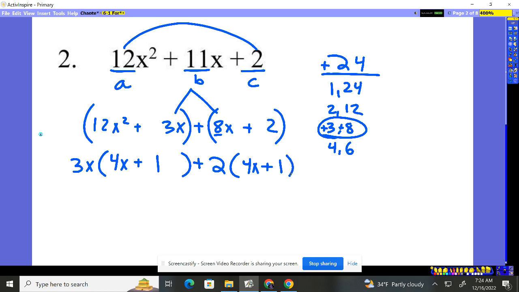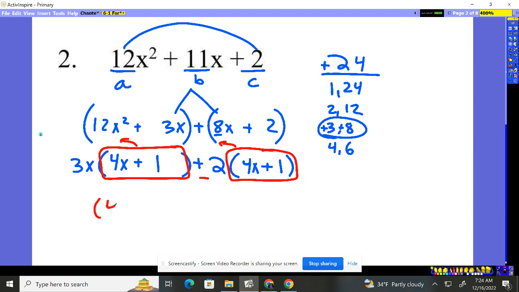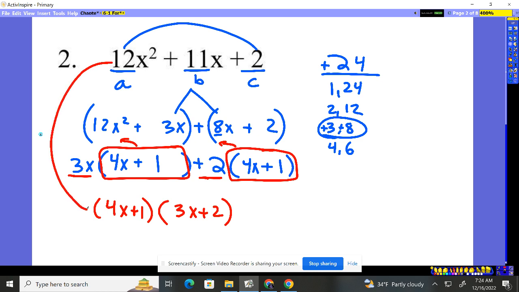A 1. And now notice what we have done: I have a 4x plus 1 here and the exact same thing here. Mathematically, we can factor those out, because you just have something plus something. They both have a 4x plus 1, so we simply put that out front. And what was left behind? 3x plus who? 2. So it's 3x plus 2. This 12x squared plus 11x plus 2 factors down into these two binomials multiplied. That's the busting b method for breaking down this trinomial.